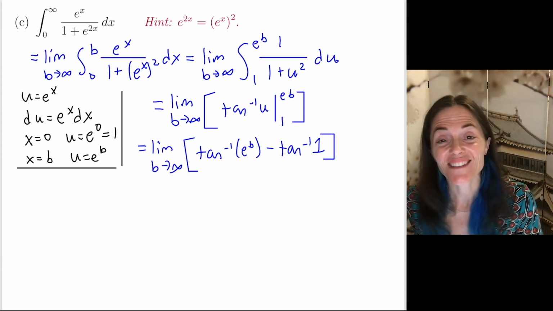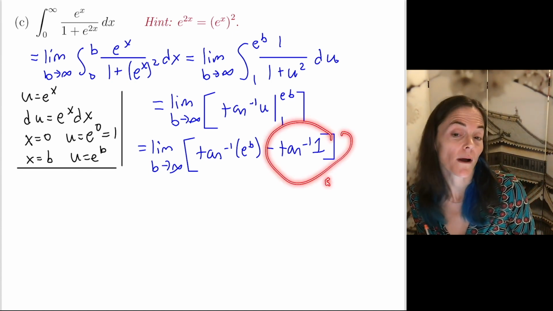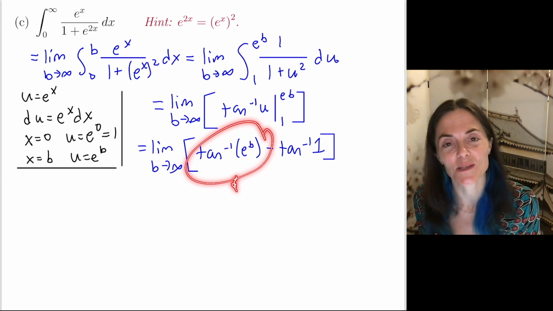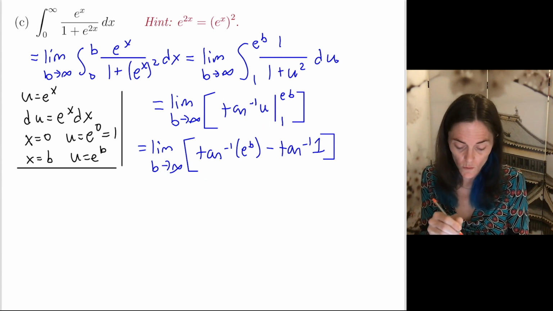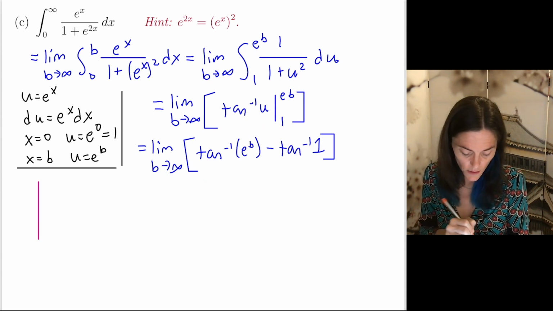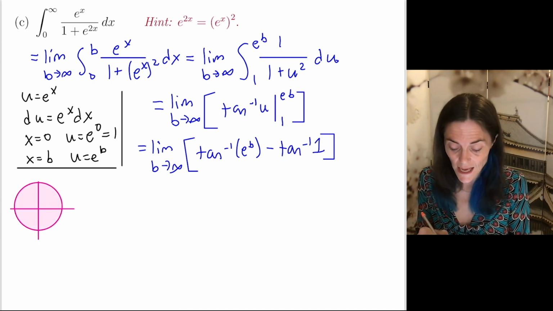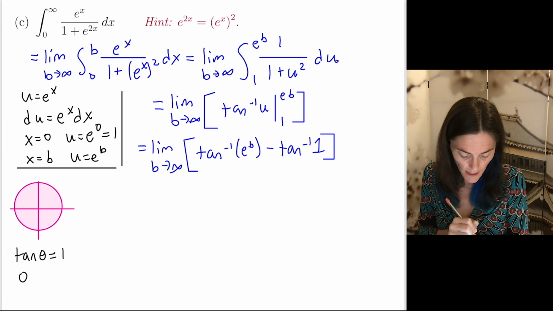Well, how do we address something like this? First of all, we have to evaluate tan inverse of 1, and then we have to think about the tan inverse of e to the b as b grows without bound. So tan inverse of 1, maybe I will draw a unit circle over here just to think about this. Here's my unit circle. This says the tangent is 1. Say tan theta is 1. Theta is what?